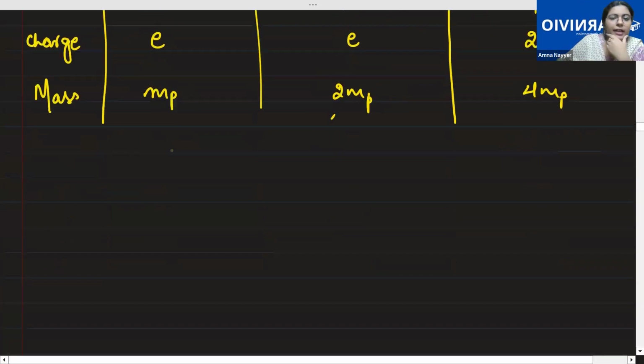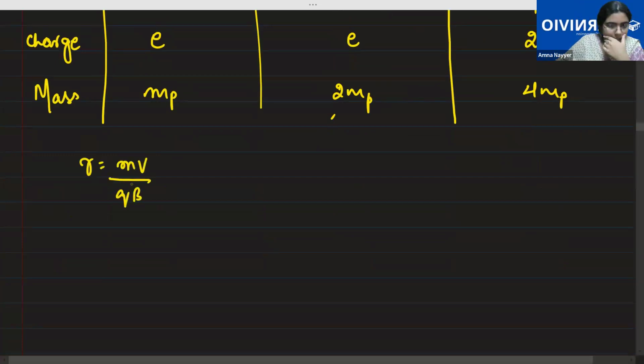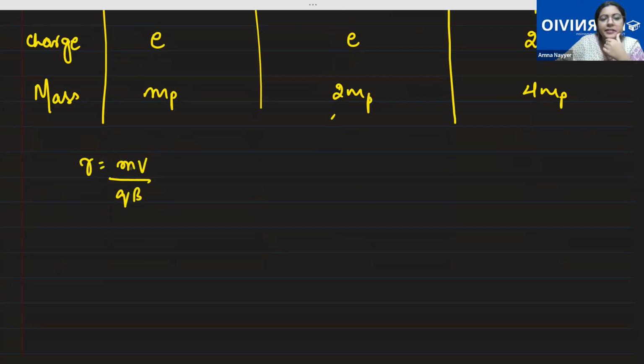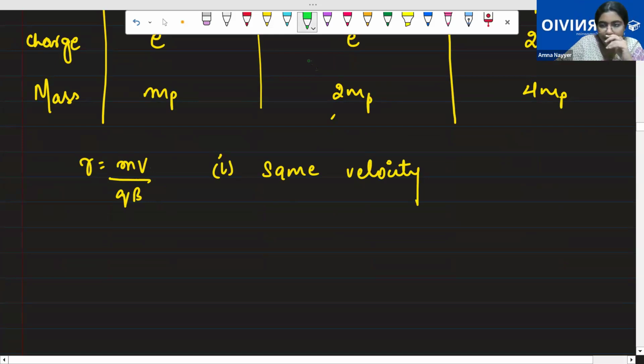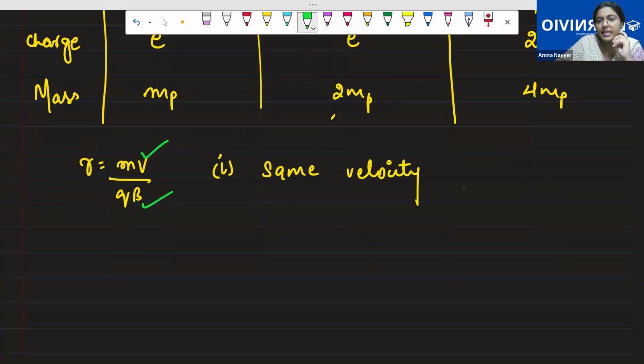Now R is equal to mv by qb. Now see, mass of all of these will be different. Velocity, the question said that it is moving with the same velocity. So you will make the velocity also same. Magnetic field will already be the same because it is moving in the same magnetic field. So velocity is same, magnetic field is same. Basically, we can say radius is directly proportional to mass by the charge. So what you do for mass by charge?